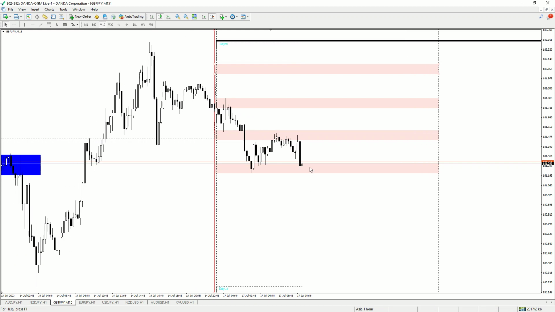So this is my strike zone. This is where I obviously want to take a trade, if they have already shown me that they are done trapping and all sorts of stuff.